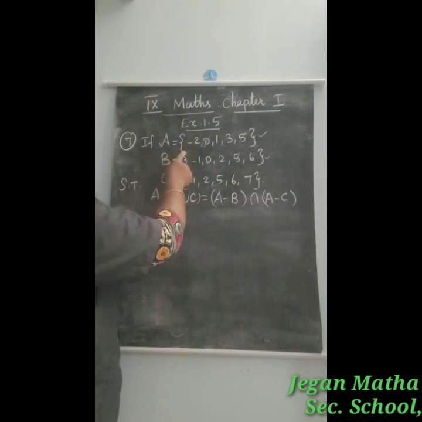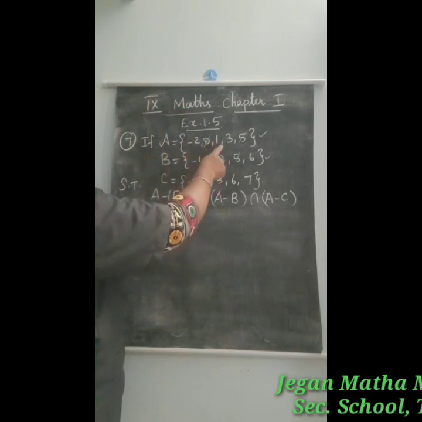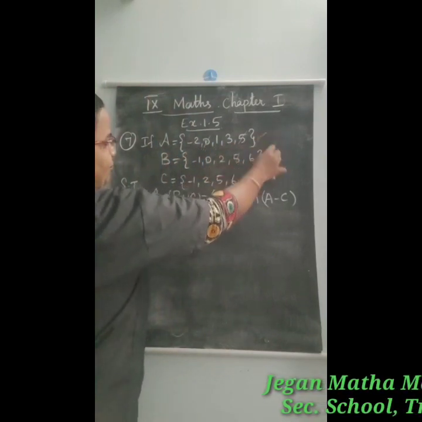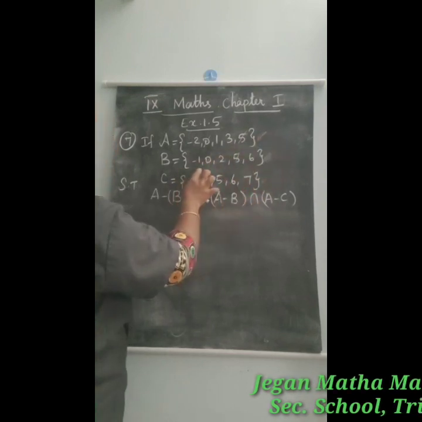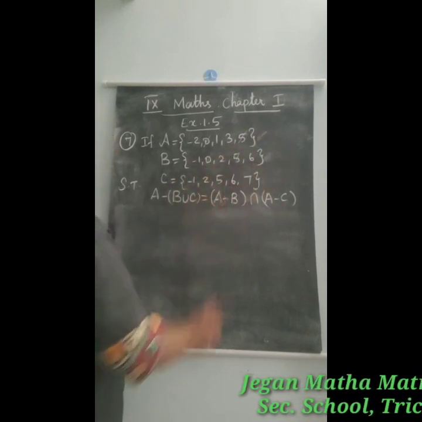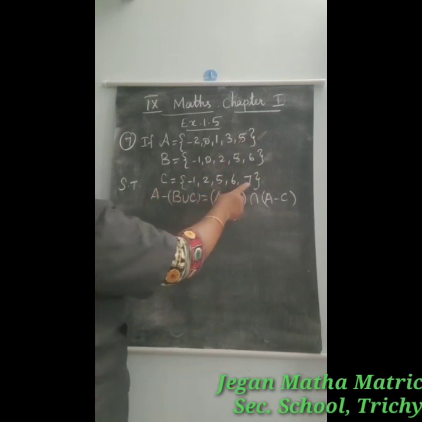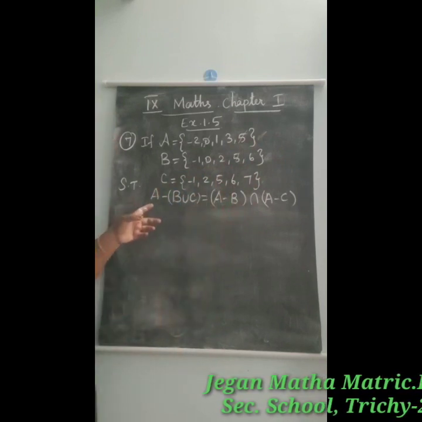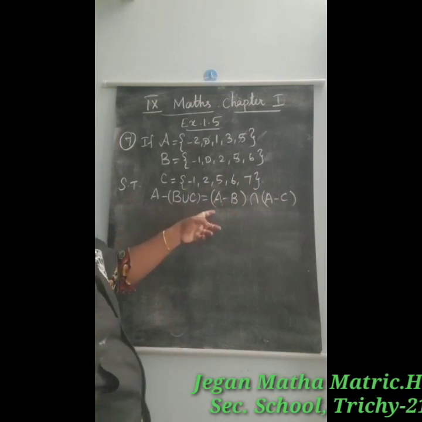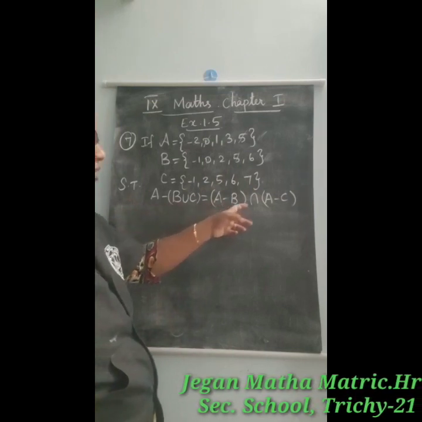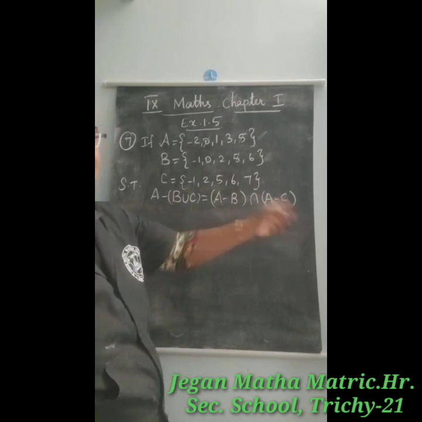If A is equal to {-2, 0, 1, 3, 5} and B is equal to {-1, 0, 2, 5, 6} and C is equal to {-1, 2, 5, 6, 7}. Show that A difference (B union C) is equal to (A difference B) intersection (A difference C).